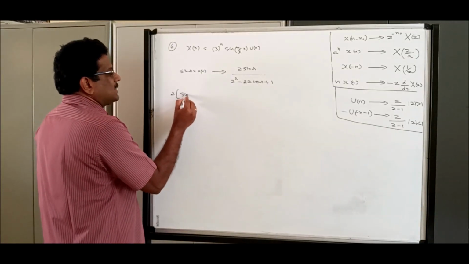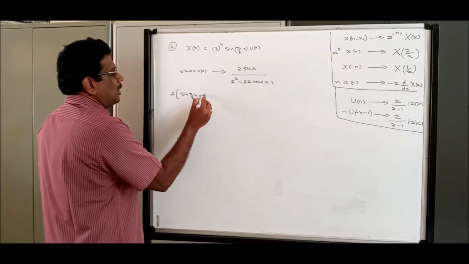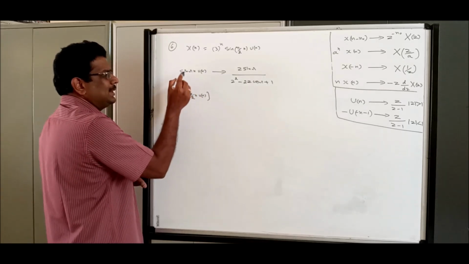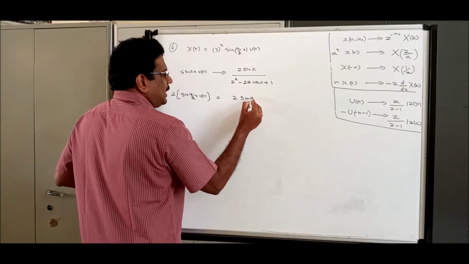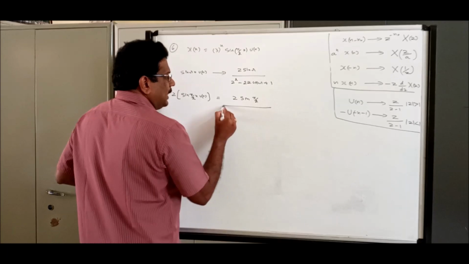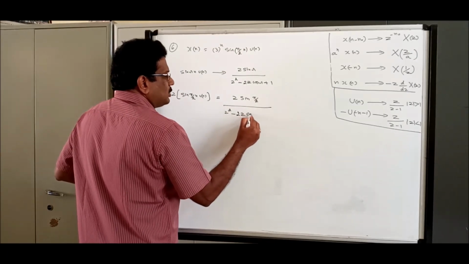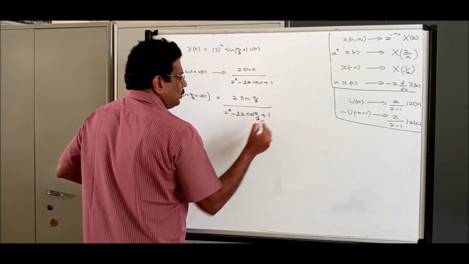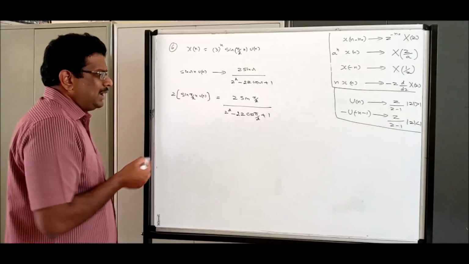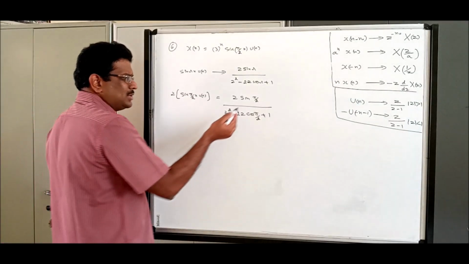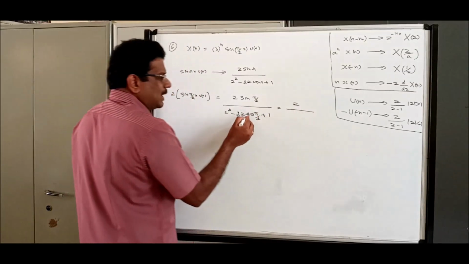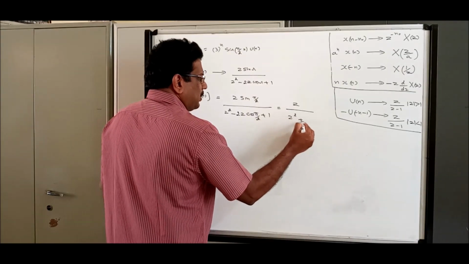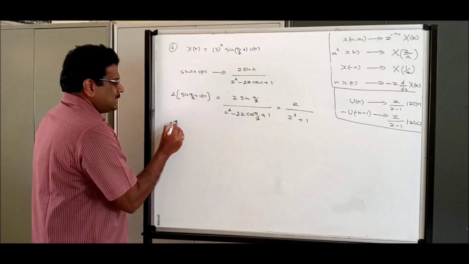Now come to the problem. What is Z transform of sin pi by 2 n u of n? Just compare and say, in the place of omega, pi by 2. Now what is the answer? Z sin pi by 2 divided by Z square minus 2Z cos pi by 2 plus 1. Now we can just substitute the answers. Sin 0 is 0, sin 90 is 1. So what is its answer? Z divided by, cos 90 is 0, Z square plus 1. Simple.